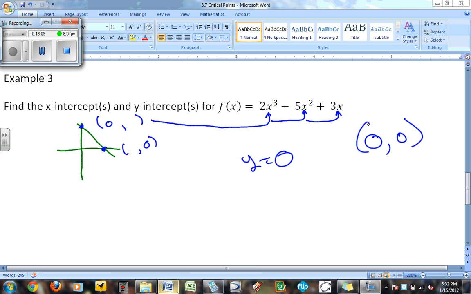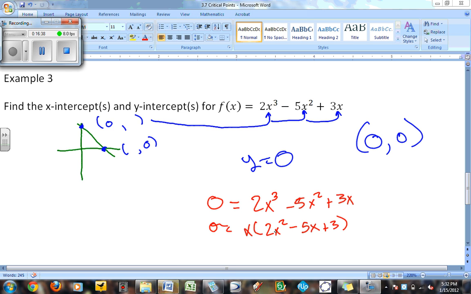All right. And then we're going to have to find our x-intercept as well. We said our x-intercept is when y equals 0. So let's set this thing equal to 0. Let's make y equal 0, and let's solve for x. Minus 5x squared plus 3x. In order to solve this, I'm going to have to take an x out. 0 equals x times, let's see, 2x squared minus 5x plus 3. And I'm going to have to factor this guy.